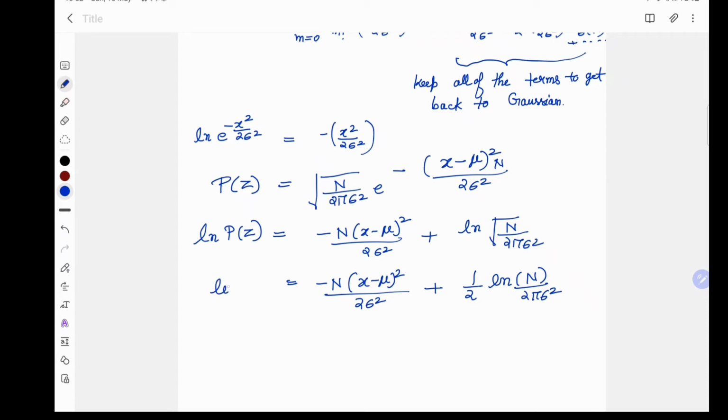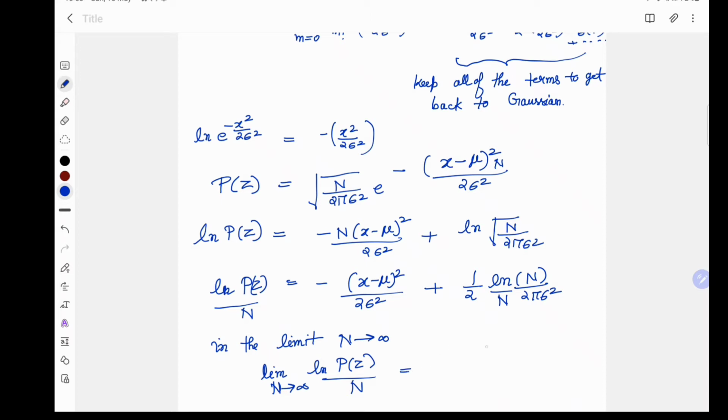So log of pz, and if you divide by n, so this dependence will go away, and in the limit n tending to infinity, log pz by n will be simply minus (x minus mu) square over 2 sigma square, because limit n tending to infinity of log n by n is 0.